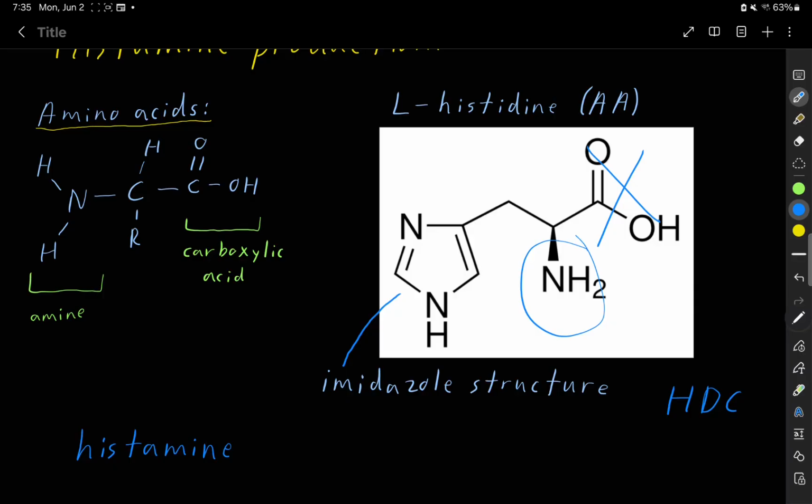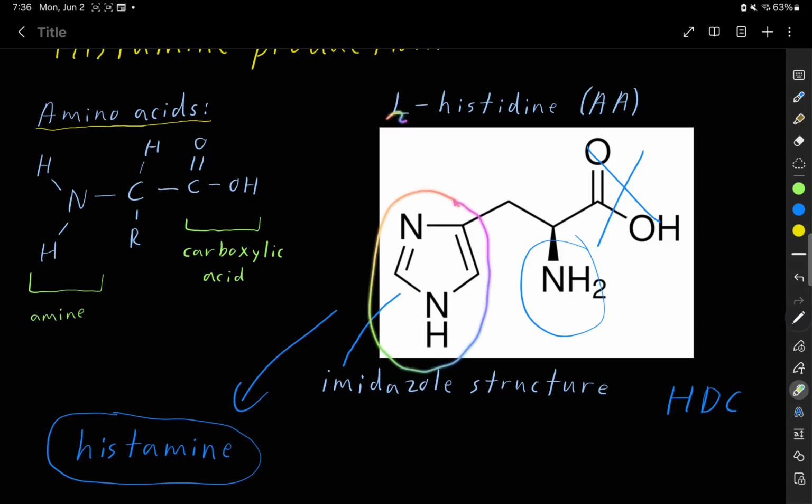Going from an amino acid to just an amine. And that's how it turns L-histidine into histamine, our desired amine messenger molecule that can produce responses. That's how histamine gets produced. Another thing to note is that histamine still has this imidazole ring structure. This is the backbone of both L-histidine and histamine.